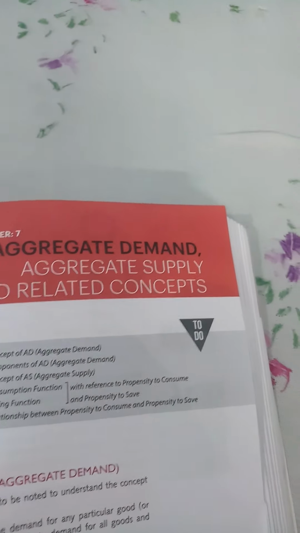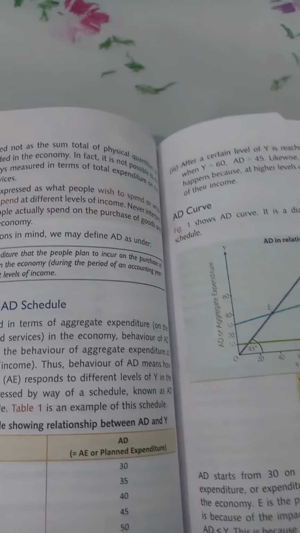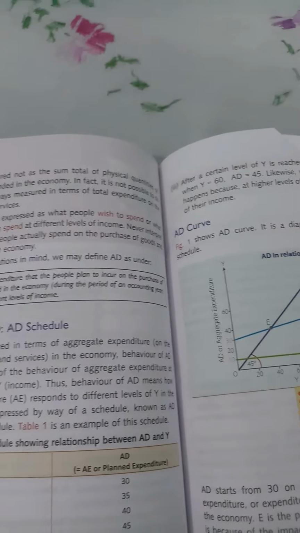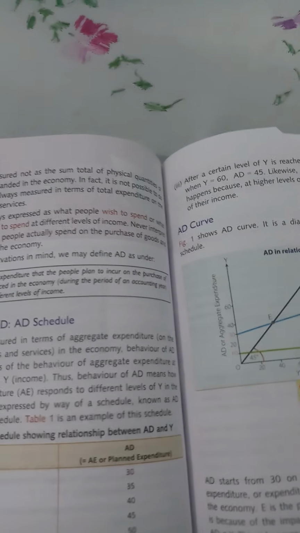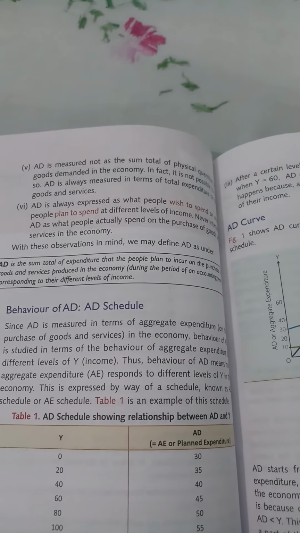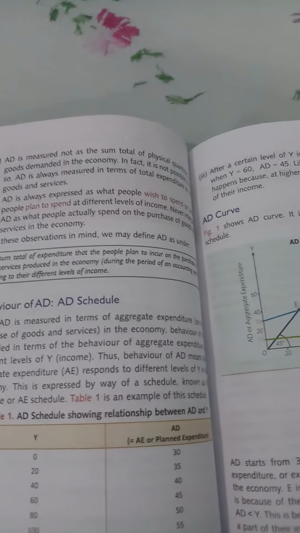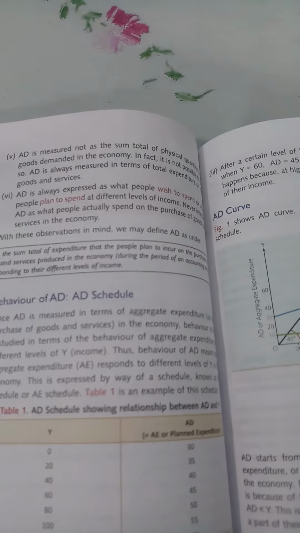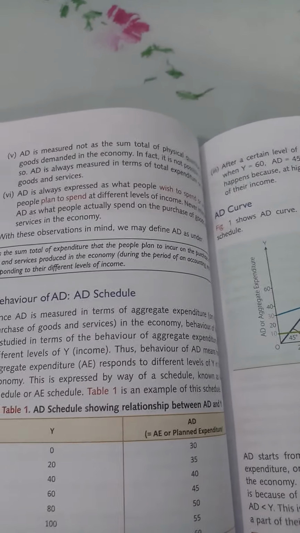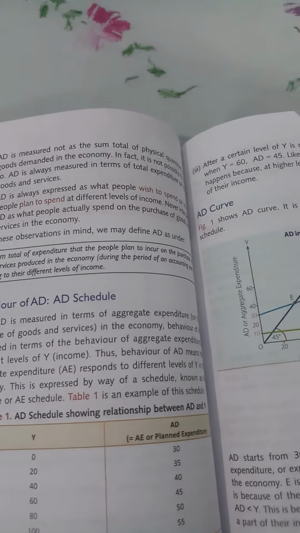Now, aggregate demand. Let's first try to understand what aggregate demand is. It is the total of expenditure that the people plan to incur on purchase of goods and services. Let me repeat again. AD is not the demand, but it is the expenditure which the people are planning to make on buying goods and services.